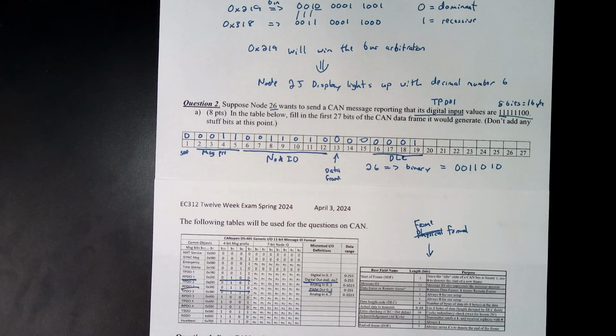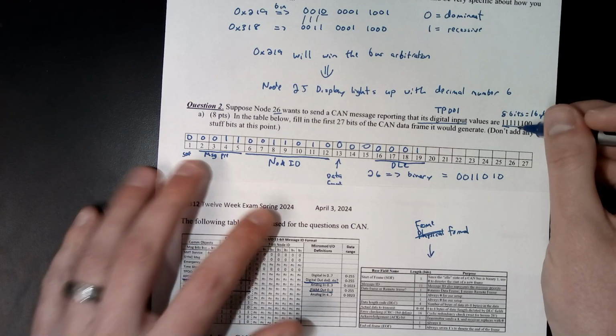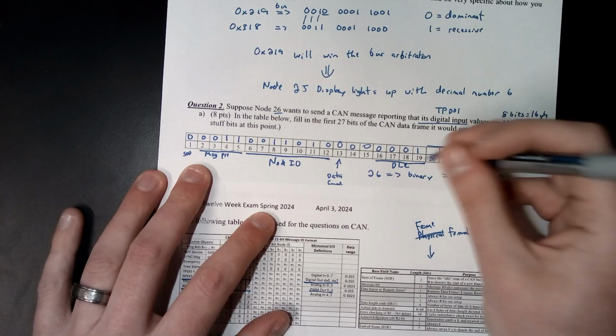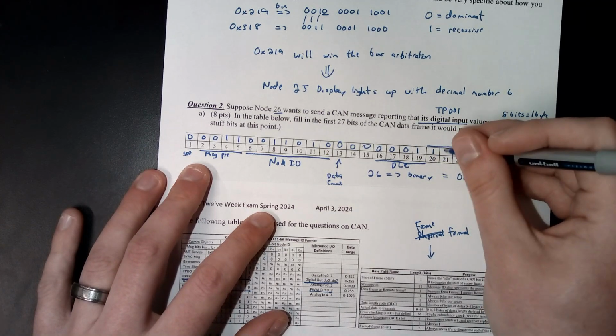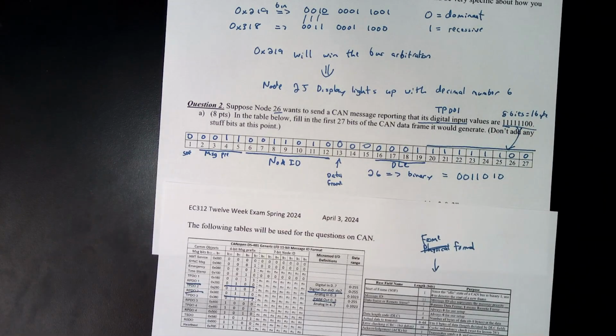And then we have the actual data to transmit. So the data that we are supposed to send just gets filled into those 8 boxes to finish us up here. So we have 1, 1, 1, 1, 1, 1, 0, 0. And that's it for that part of the question.